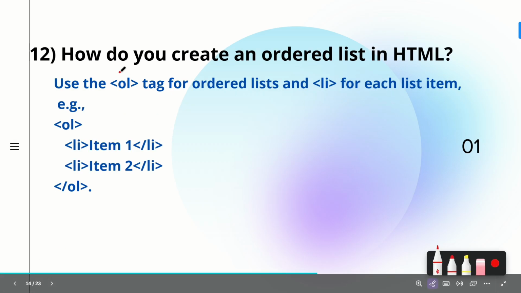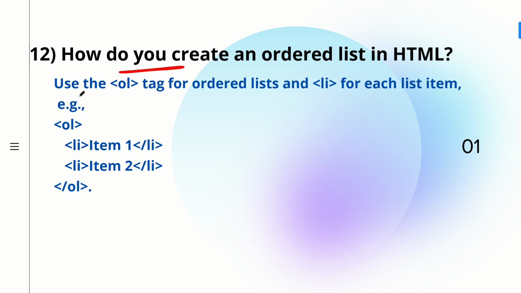Our 12th question now is, how do you create an ordered list in HTML? For an ordered list, we have the syntax of OL. We have to make use of the OL tag for an ordered list, and inside it we will have LI for each list item. Sorry, I mean this is the ordered list, OL. For unordered we have UL. If you want to show an unordered list, you have to make use of UL. If you want an ordered list, you have to make use of the OL tag, and inside that you have the LI tag for each item. This is the example.